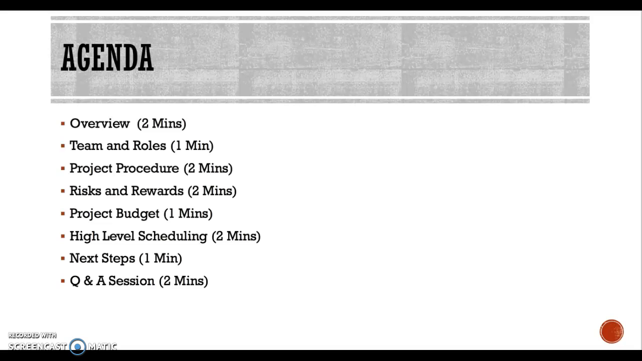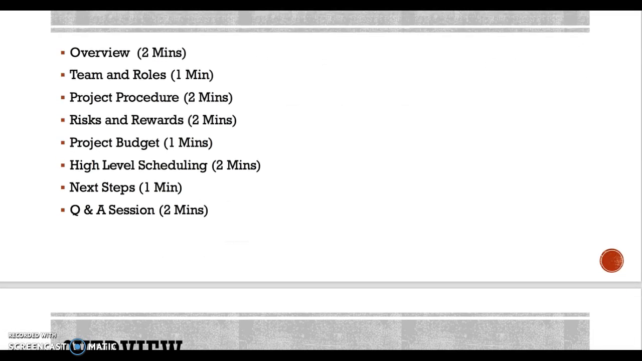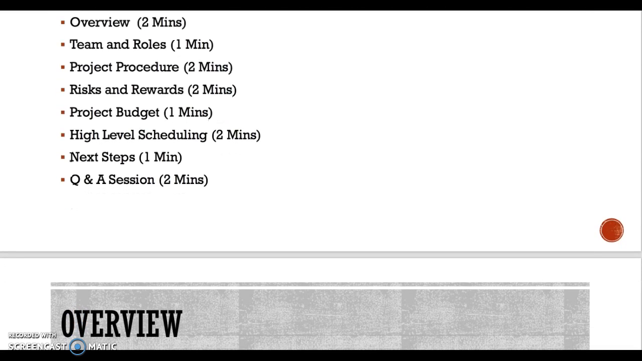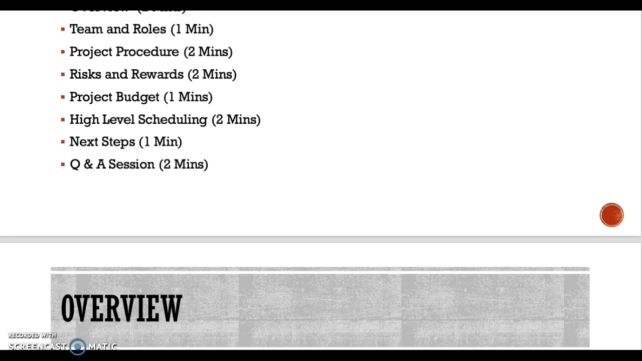The main agenda of this team kickoff meeting is an overview of the project and what we are going to do in the project. The next one is the teams and the roles, and the next one is the project procedure, risk and rewards, project budget, high level scheduling, next steps, and last comes the Q&A session.